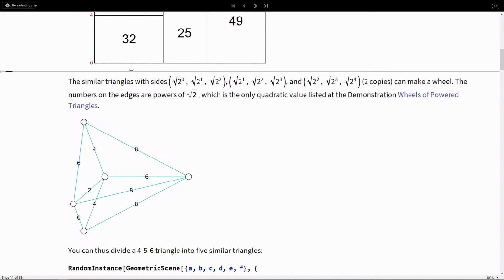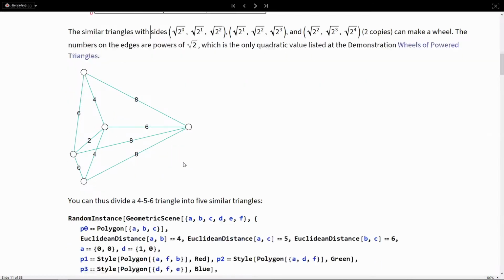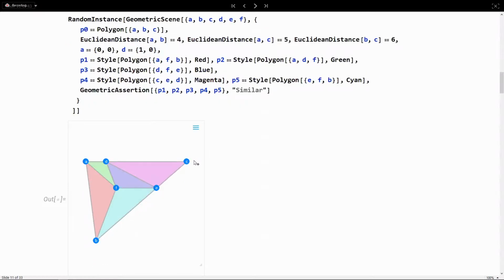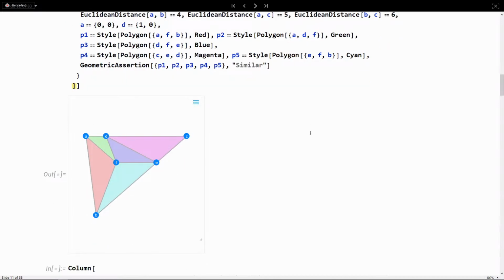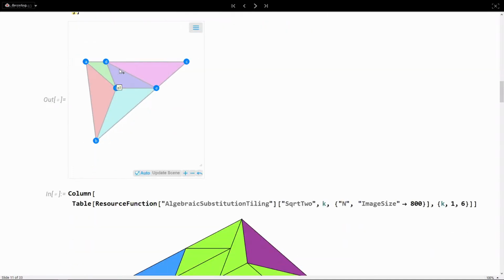We can also look at something we saw in the similar triangle things. We get this diagram here. If you look at these sides, you basically make this wheel and you get this object here. But if you extend it, you get the 4, 5, 6 triangle, and it dissects into 5 similar triangles, which wasn't known before. So this is a nice little puzzle. Give somebody a 4, 5, 6 triangle and ask them to divide it into 5 similar triangles, and this is the solution.